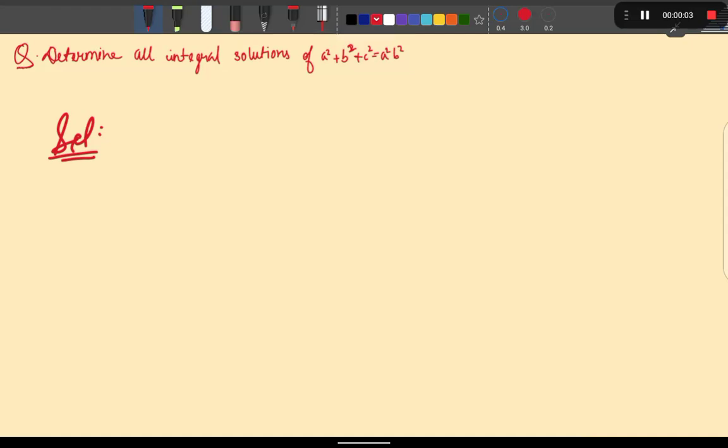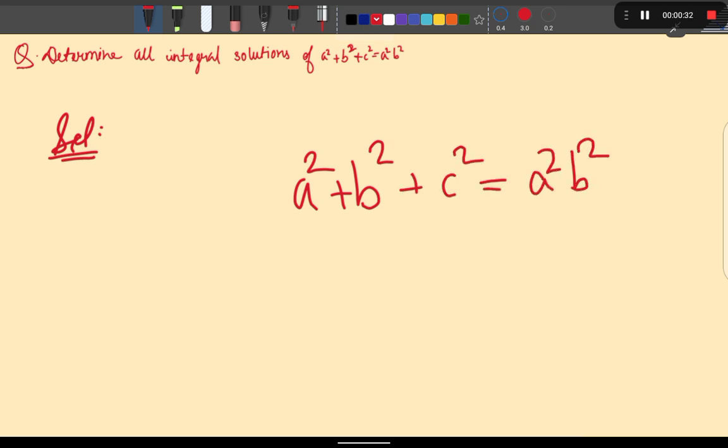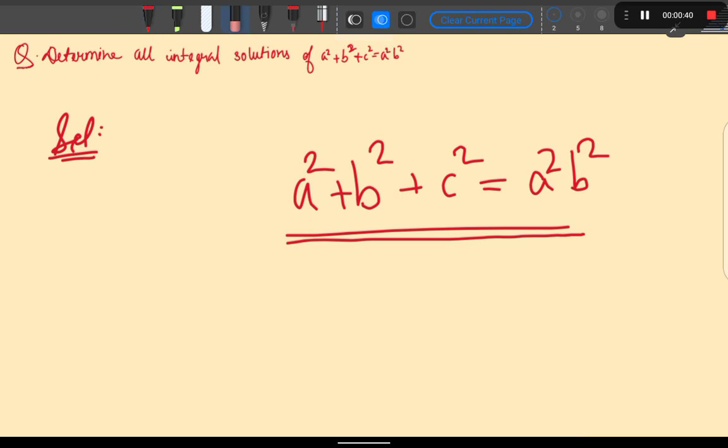Hello everyone. Today we are doing a great question. This is a question based on number theory basically. The question says: determine all integral solutions of a square plus b square plus c square equals a square b square. So yes, a square plus b square plus c square equals a square b square. So we are finding all the integral solutions of this equation.